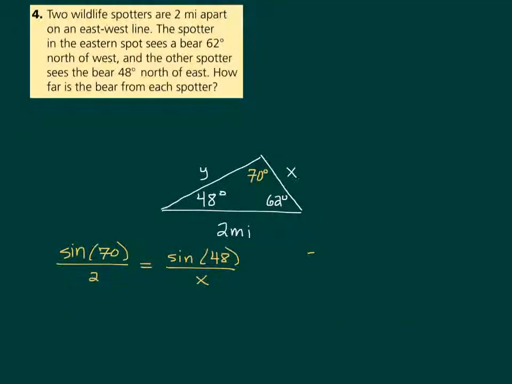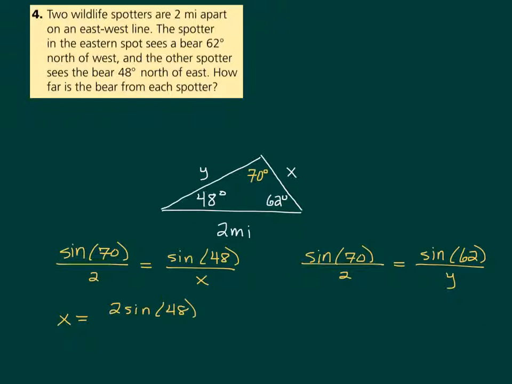Now we could also have said sine of 70 over 2 is sine of 62 over y. Either way, doesn't matter. We're going to need to solve both of those equations though. So x over here is going to be 2 sine 48 over sine 70. Y over here is going to be 2 sine 62 over sine 70. So plug those each in the calculator, see what you get.